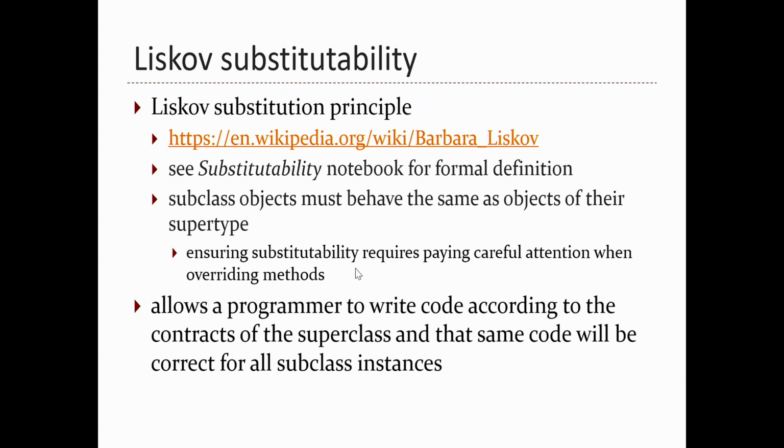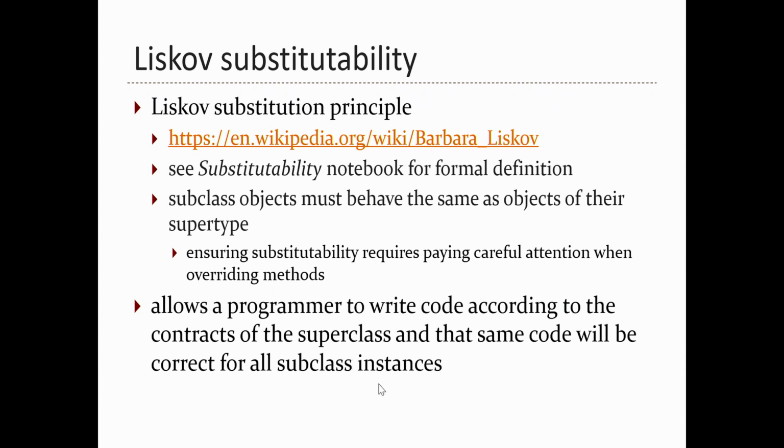Now, the problem with this is that in Java, there's no way for the language to enforce that this happens. In other words, it's the responsibility of the programmer to ensure that this happens. If you ensure that this happens in one of your inheritance hierarchies, then other programmers can write code according to the contracts of the ancestor classes, and that code will always work and be correct if you pass in a subclass object.